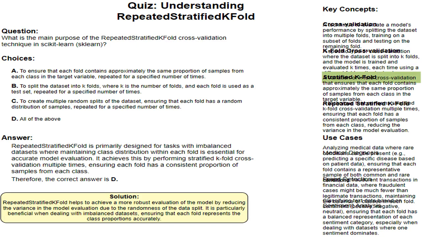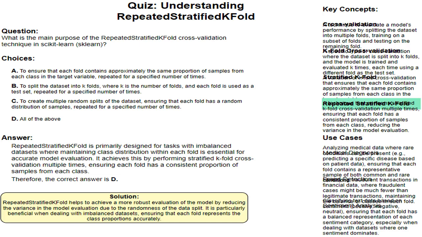Stratified K-fold. A variation of K-fold cross-validation that ensures that each fold contains approximately the same proportion of samples from each class in the target variable. If you have a dataset with 2 classes A and B and 80% of your data is from class A, stratified K-fold would ensure that each fold also contains approximately 80% of samples from class A.